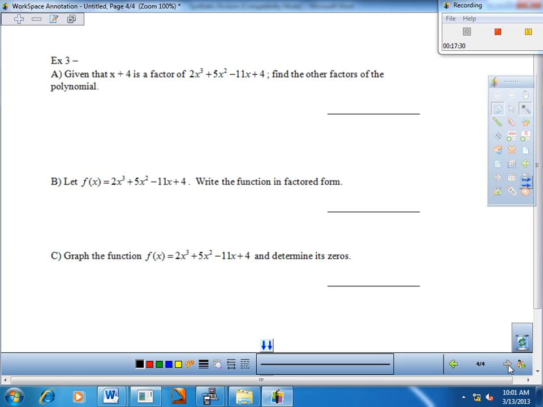Here we go, guys. Example 3. Letter A. Given that x plus 4 is a factor of that cubic right there, find the other factors of the polynomial. All right. So I'm basically telling you that this is a factor, meaning this would divide evenly into that cubic right there. So what we're going to do is use that to see what the quotient would be, and then use our concept of division to break it down even further. So I'm going to start out my C value of -4, and guys, let's run those across.